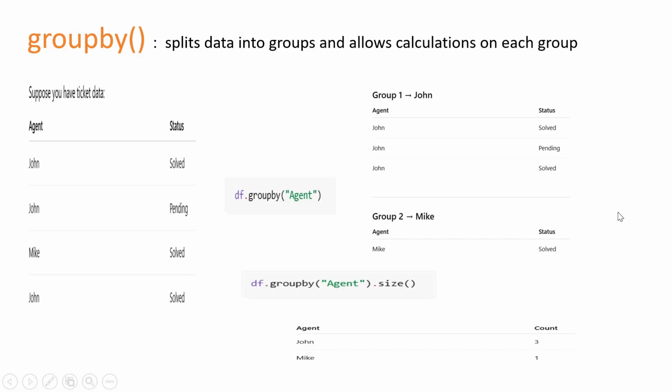It is the same as the groupby function of SQL, right? And here we are counting the size. So the total size, for example, John has a total size of 3, and what is the total size of Mike? 1. So that way this groupby will work.